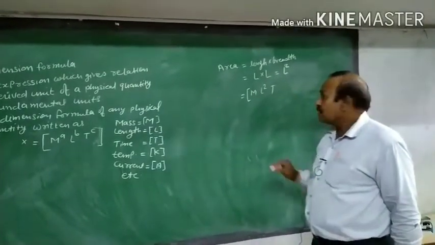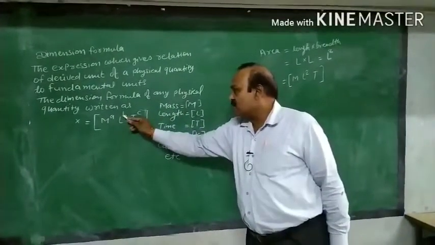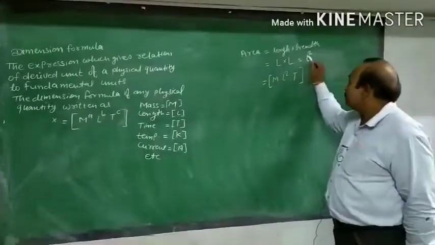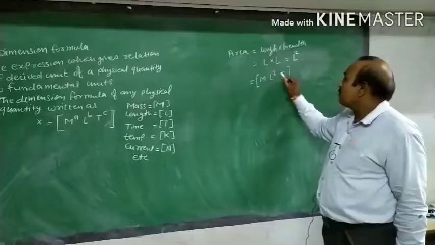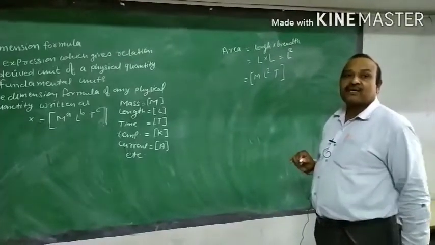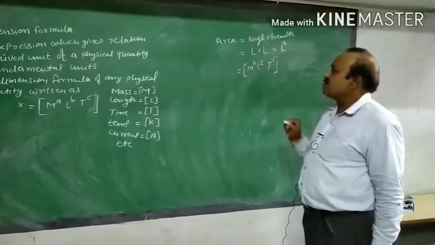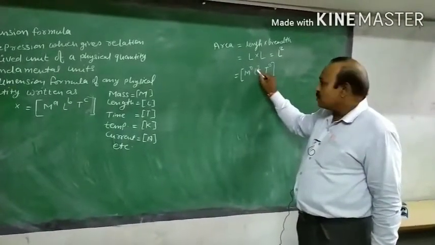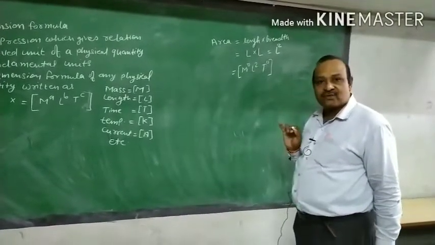And remember, our dimension formula is M to the power a, L to the power b, T to the power c. Now here we get only L square. It means that the remaining quantities must have power 0. So the dimension formula of area will be M to the power 0, L square, T to the power 0, and it is written in the square bracket.